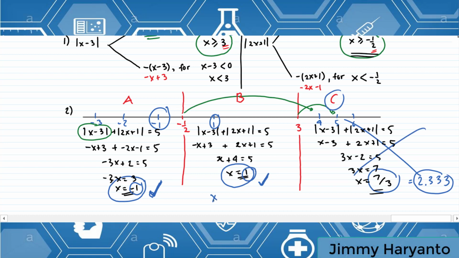So the solution is only x equals negative 1 or x equals 1. That's it. This is the hardest form of absolute value equation. I hope you can understand it well. If you don't understand it, you can replay my video for example 1 until you get it. But if you replay it and you're still confused, you can chat with me. You can ask me how to do it precisely.